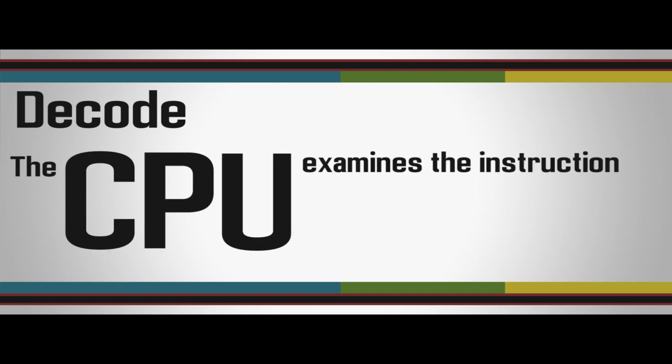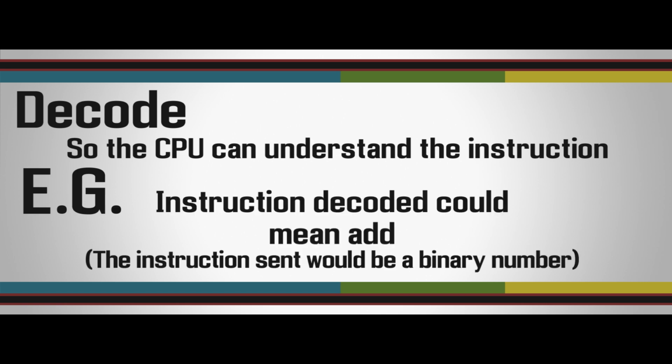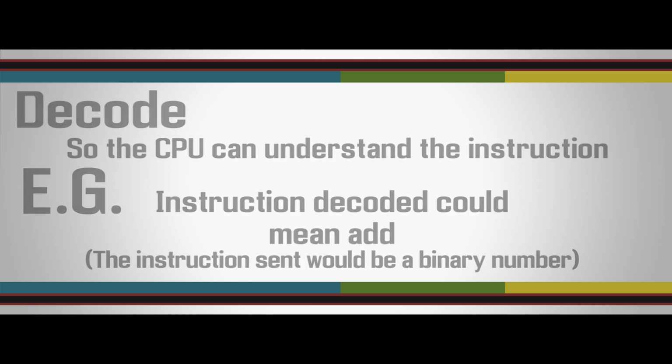Next is the decode section. The CPU examines the instruction in the current instruction register and decodes it. This basically means that the CPU will be able to understand what the instruction is. An example is that the instruction might say add. The CPU will decode it to understand what it means and prepares to carry the instruction out.